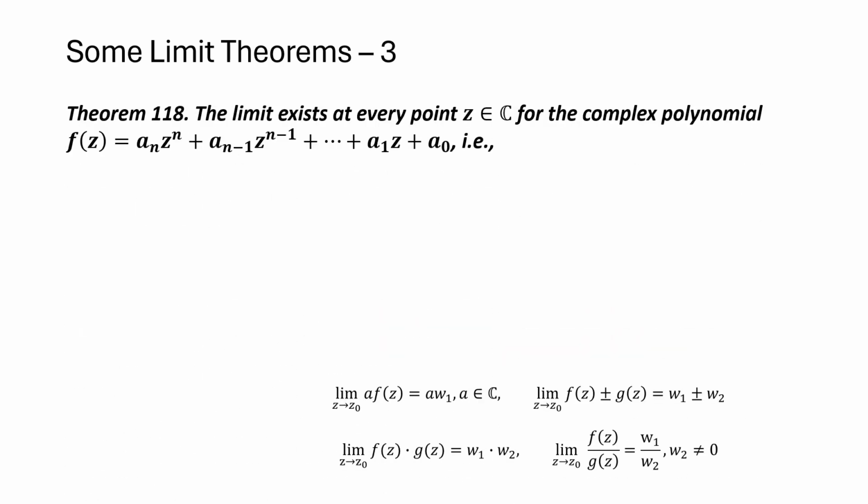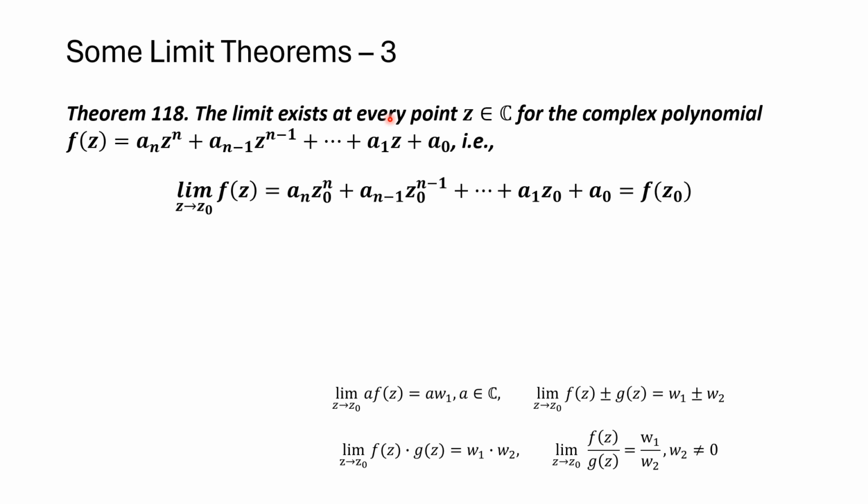On this slide, we have another theorem concerning a polynomial, complex polynomial in general form, which I'm showing here. The limit always exists, regardless of what particular value you're approaching. It's just a matter of plugging in the value, in this case z sub 0, into the function, and that gives you the limit. It's pretty much what you have from calculus for real valued functions. You have the same thing here.